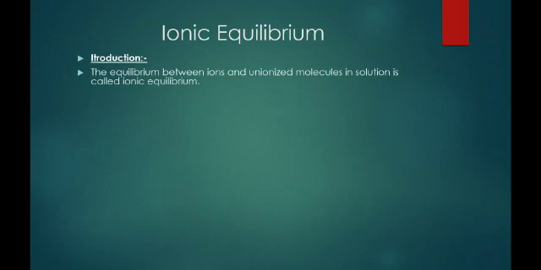Ionic equilibrium creating weak electrolyte. As we know that electrolyte which partially dissociates, when it partially dissociates, then an equilibrium exists between dissociated ions and undissociated molecule. That equilibrium is called what? Ionic equilibrium.